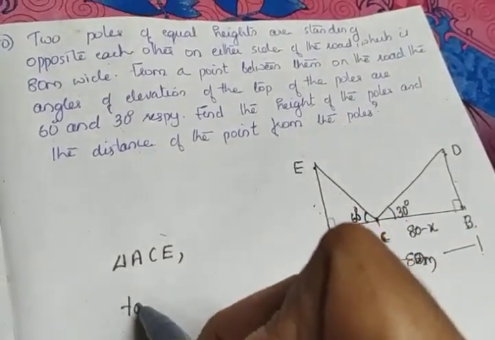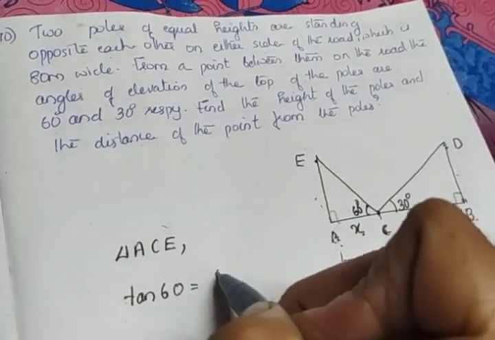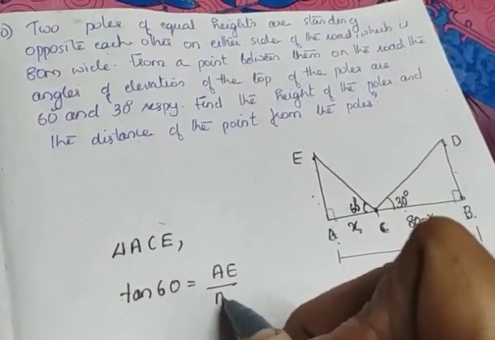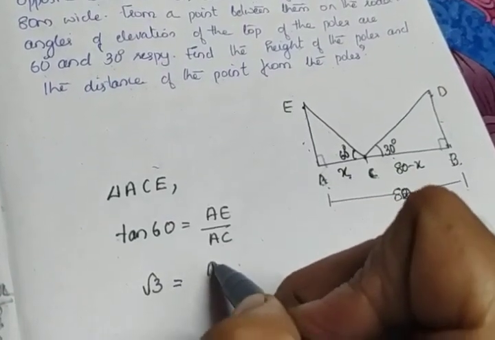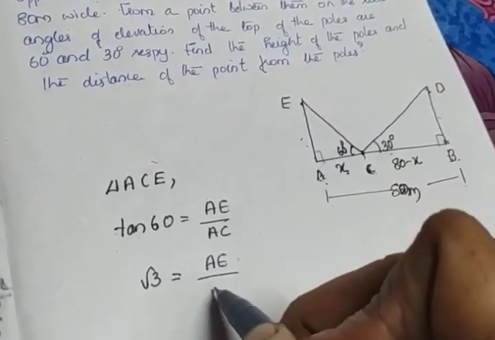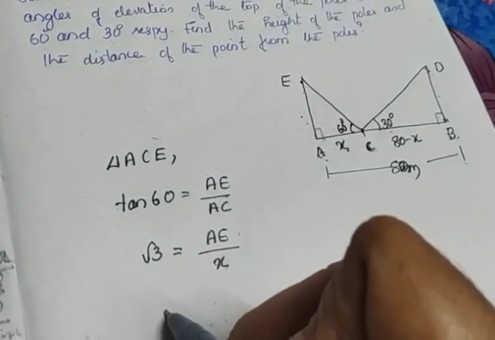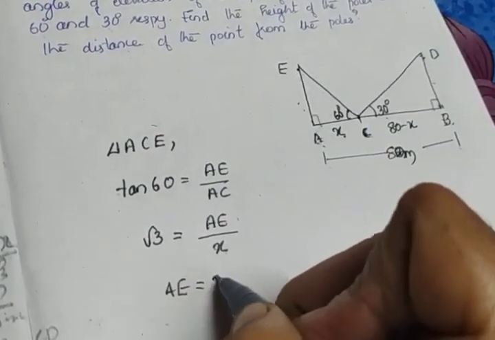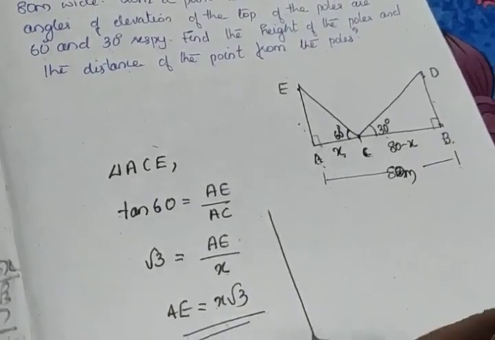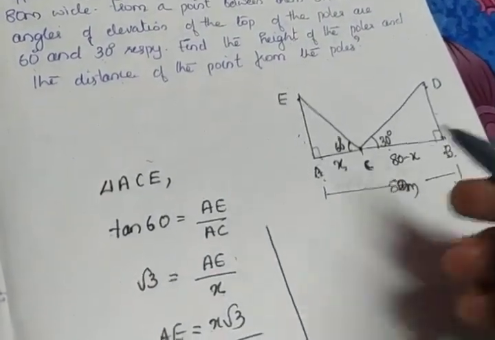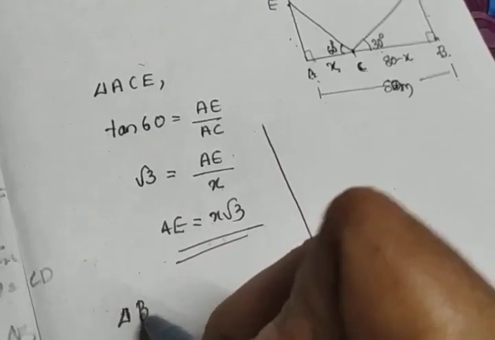So we will take the ratio tan 60. Tan 60 is equal to AE divided by AC. Tan 60, what is the value? Root 3. Root 3 is equal to AE, we don't know the value, divided by AC, we know the value as X. So we are getting AE is equal to X root 3. Let it be there. Take the next triangle. Which is the next triangle? Next triangle is BCD.